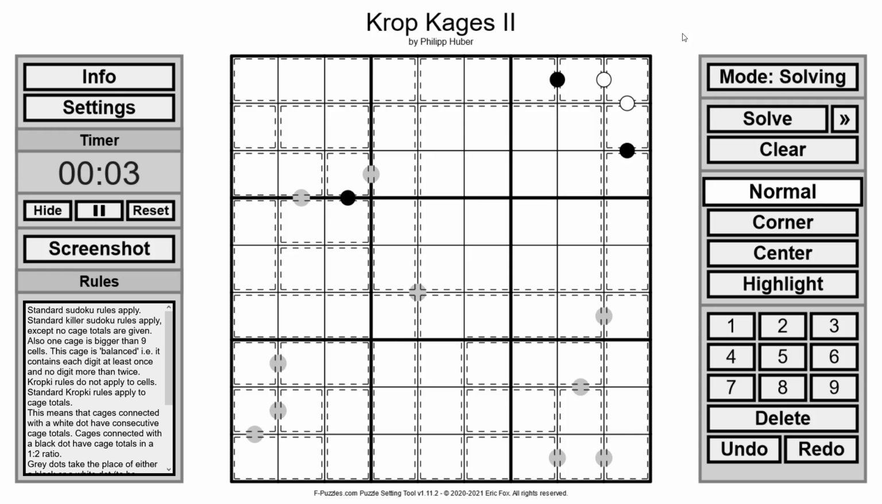A small word before I start. This is the second Krop Kages puzzle I have done. I've done one almost a year ago, and this one is rather similar to the first one, in that it is quite tricky to break into this puzzle, and then it uses the logic of Kropki, Kages, and especially the negative constraint to solve.